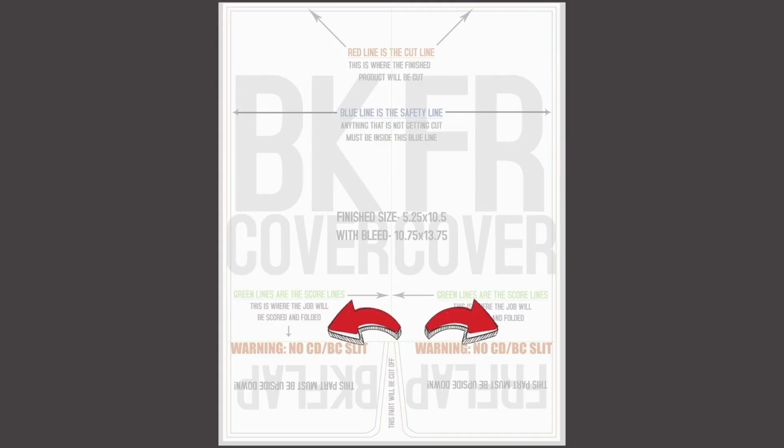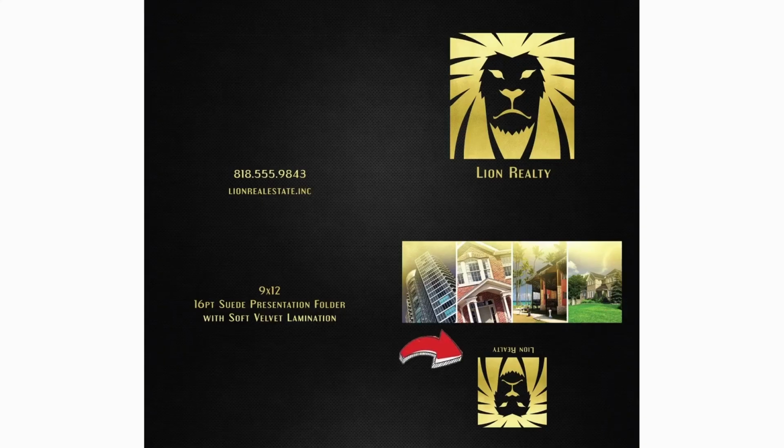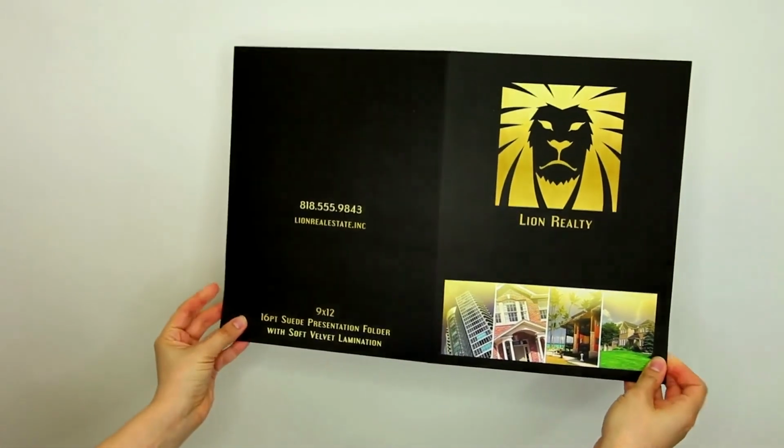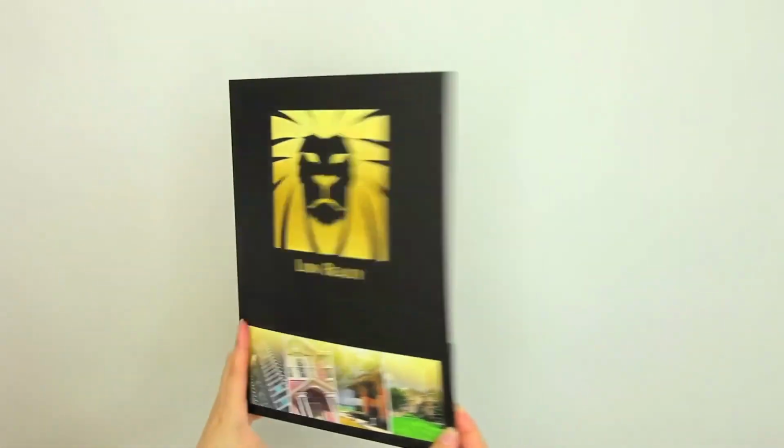This option means when the job is completed and you open the folder, there will be pockets on both sides of the folder. If you are including text or logos on the pockets, please design your pocket artwork upside down. This will ensure the text and logos will appear right side up when the presentation folder is being converted and folded.